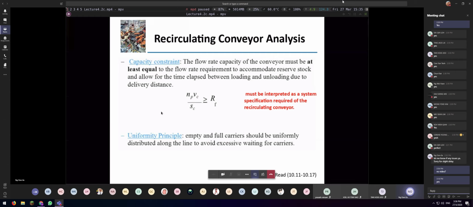And finally, there must be the uniformity principle. For the first two rules to make sense, your carriers should be uniformly distributed. Because if you have 10 carriers on the line of 100 meters and the first 9 carriers are 1 meter apart and the last one is just sitting by itself somewhere, then when it's not uniform, all our other calculations don't make sense anymore. So uniformity is a requirement just so that you can calculate your values so that you can apply the speed rule and the capacity constraint.